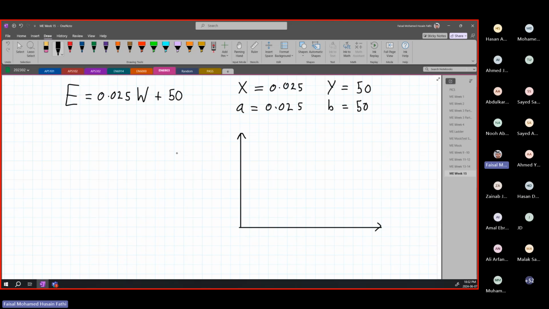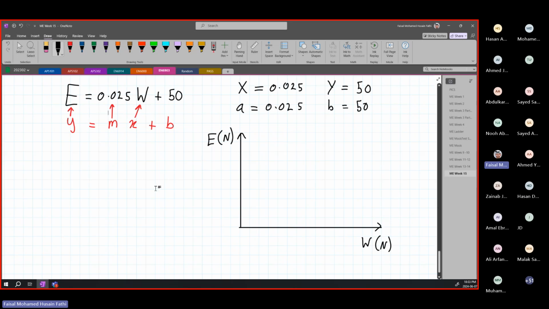So in our x-axis is going to be our W, our load in newtons, and our y-axis is going to be our effort in newtons. And then just similar to the equation, remember this is simply y equal mx plus b. And then, so your y is your E, and your x is your W, and your 0.025 is your slope. All right. So how would you plot this?